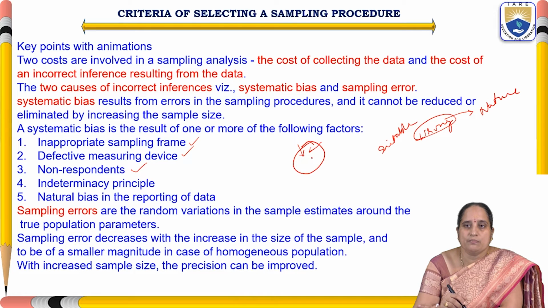It may not be possible, maybe due to lack of time or due to some other reasons. Sometimes they never disclose the truth. So that also leads to systematic bias. Then the indeterminacy principle.